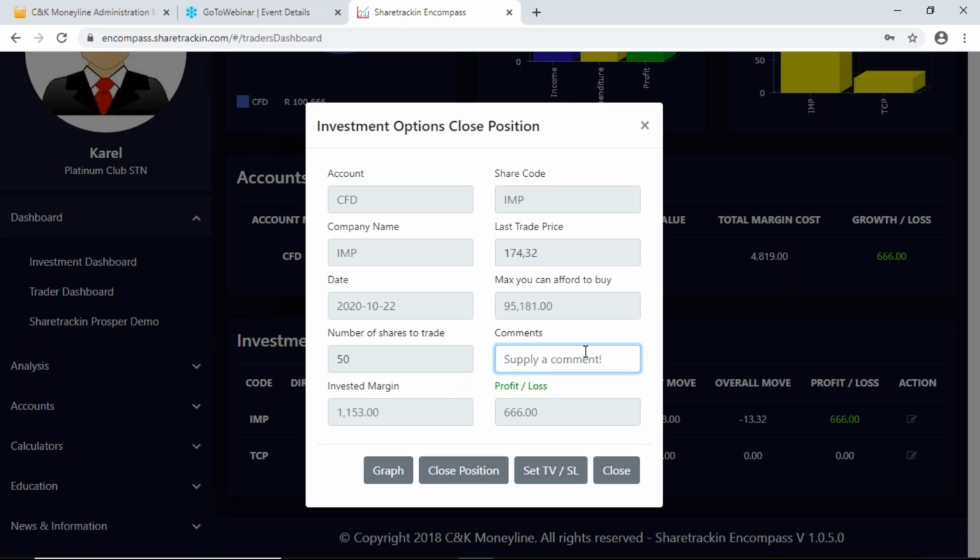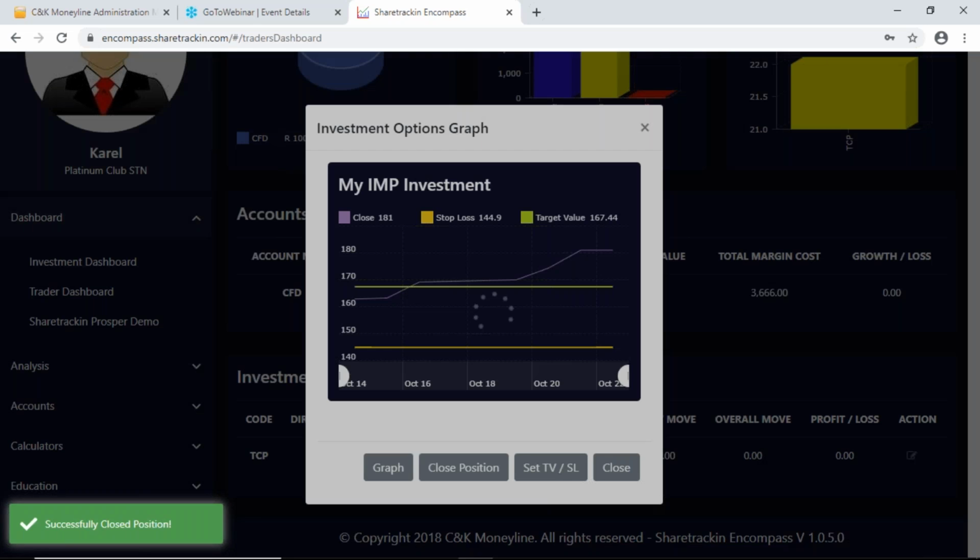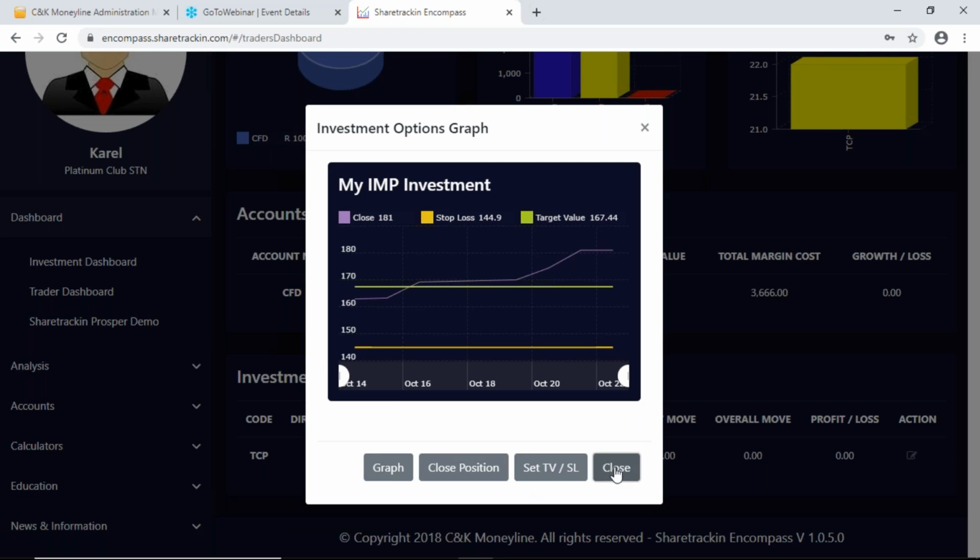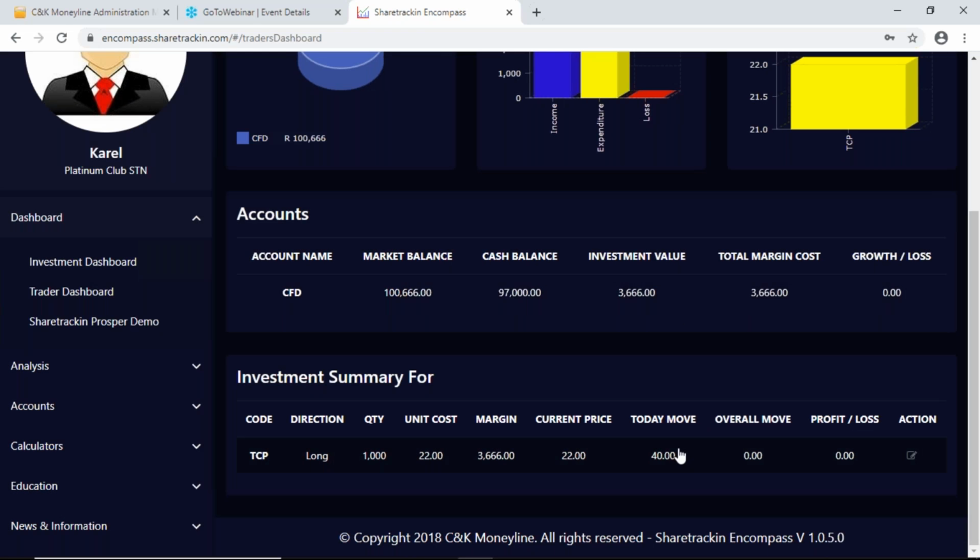I must just supply my reason. So now I would say made profit. And then I would say close position. Position success closed. And now Impala is gone. And my 666 Rand is in my portfolio.